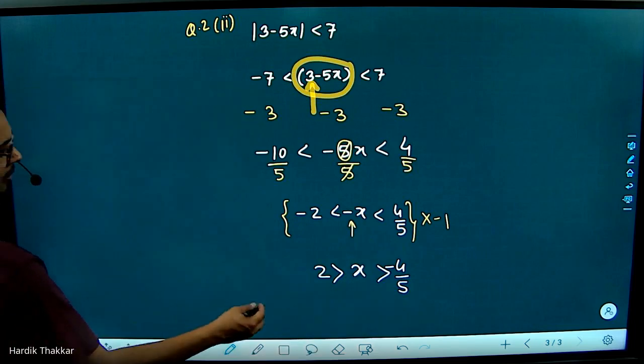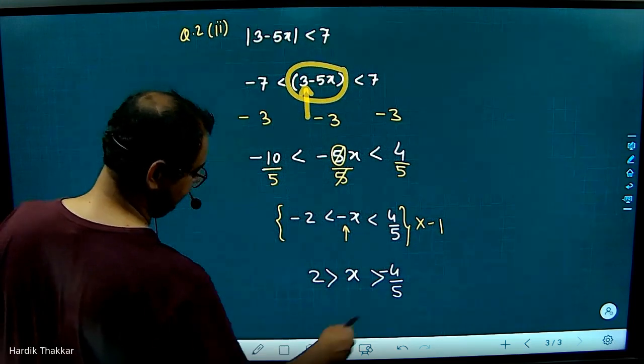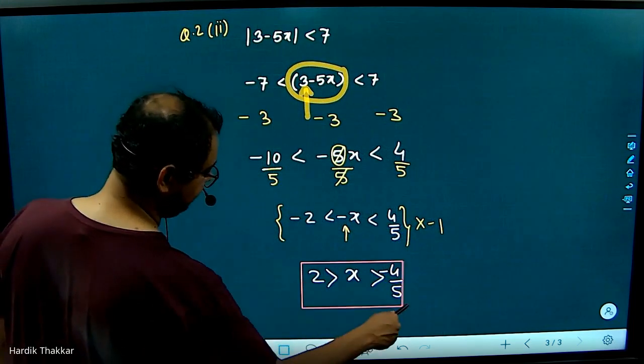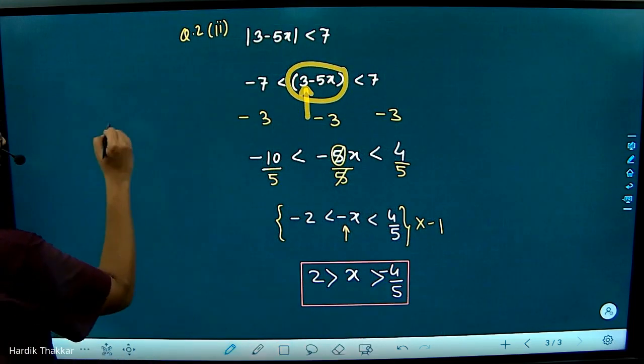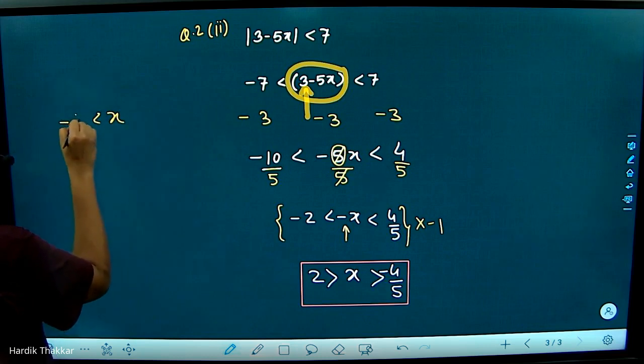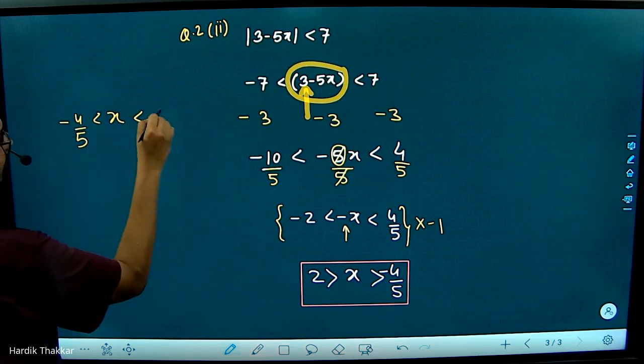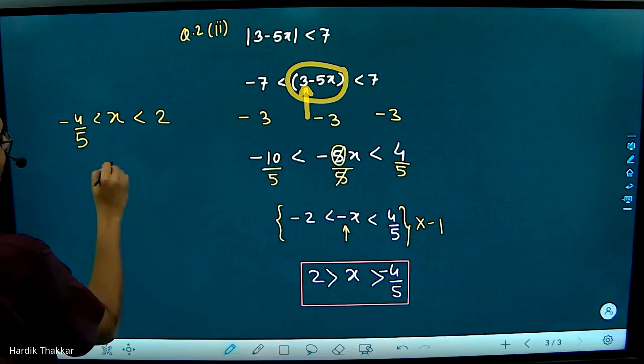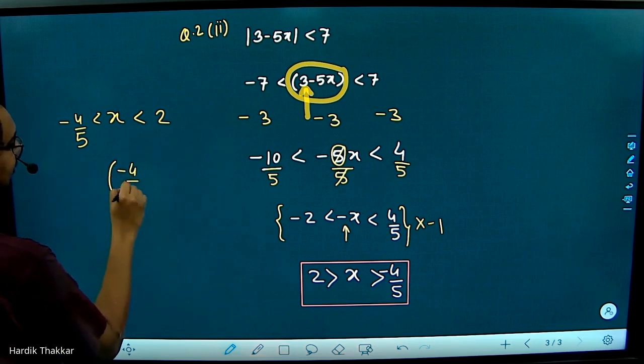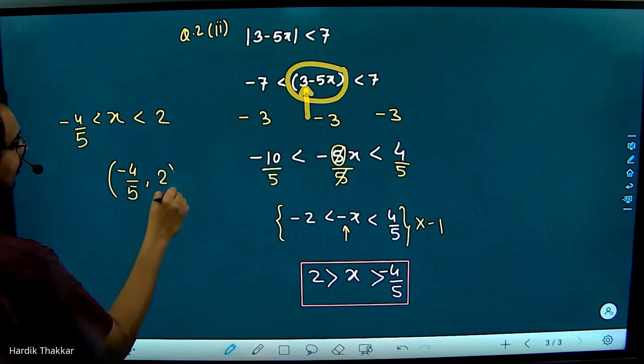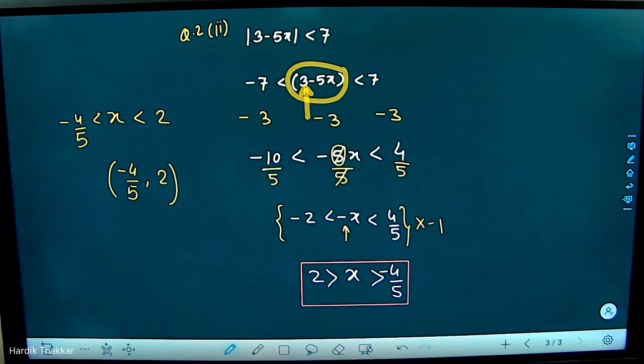Now, this condition says that x should be greater than minus 4 by 5 and it should be less than 2. So the solution will be like this: minus 4 by 5 comma 2, both not included.